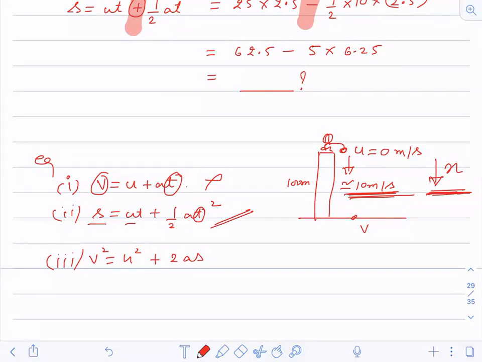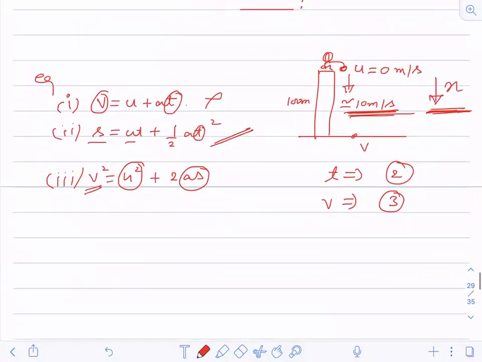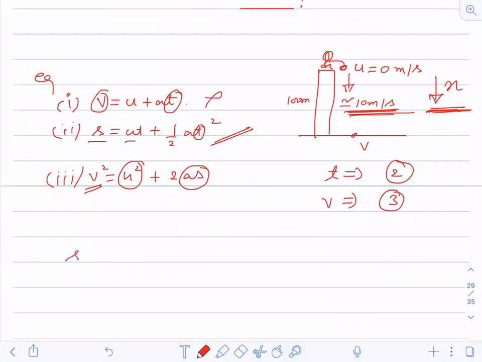Here, just check. U value I know. A and S, both I know, I can calculate V also. So if I ask you to calculate the time, use equation number 2. If I ask you to calculate final velocity, use equation number 3. Can you substitute the values and tell the result? Can you solve it afterwards?